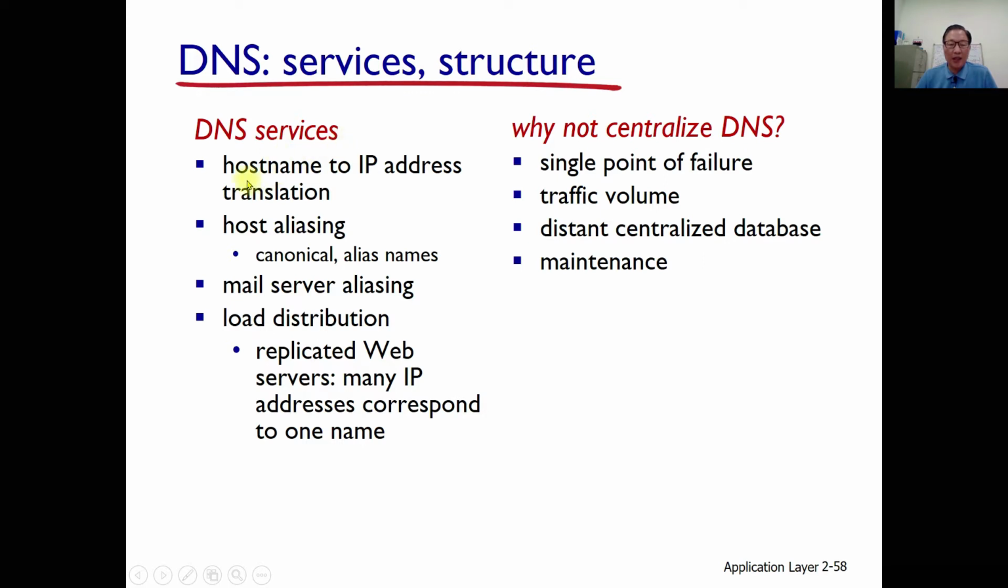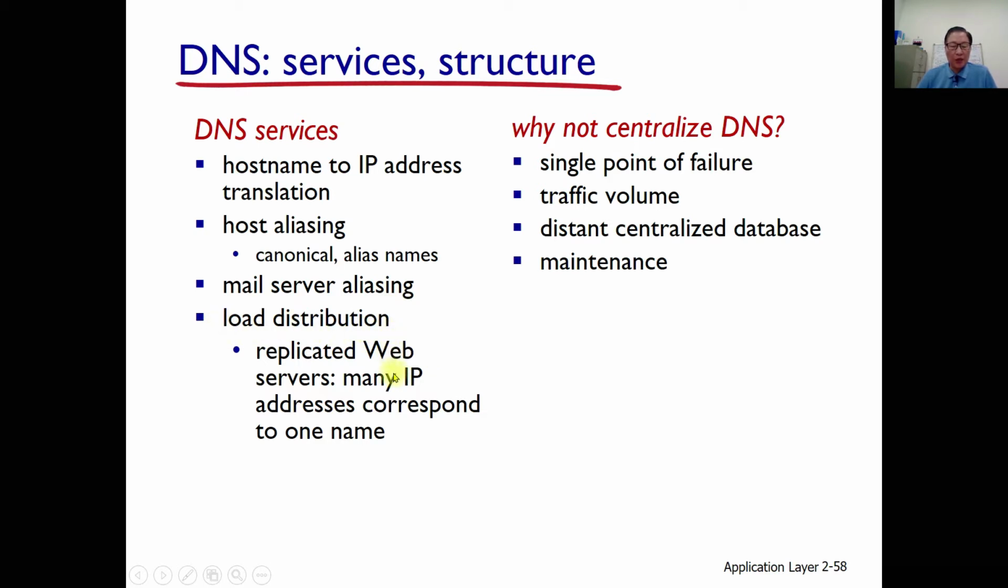DNS services: host name to IP address translation, and host aliasing. For example, we can use a canonical name and an alias name. Think about the alias name www. We are very familiar with that alias name, www. That is a kind of simplified alias name instead of the full canonical name, because DNS provides that service also. Also, mail server aliasing: instead of a very long canonical name, we can use a simple name for that, using this aliasing.